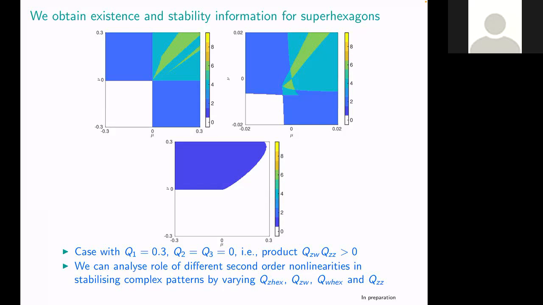By substituting them into the Jacobian, we can find out how many of them are stable. In this case, it so happens that there's only one stable superhexagon, and the locations where they are available are shown in parameter combinations in the picture here.